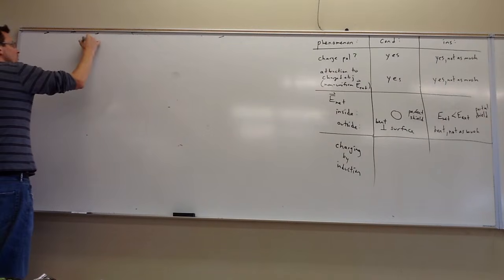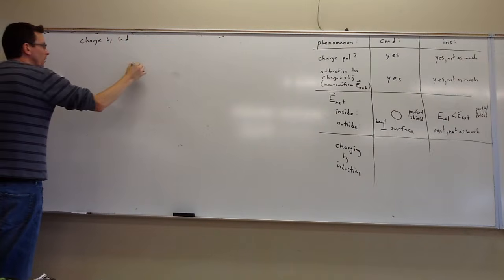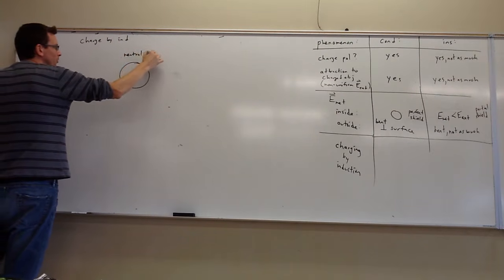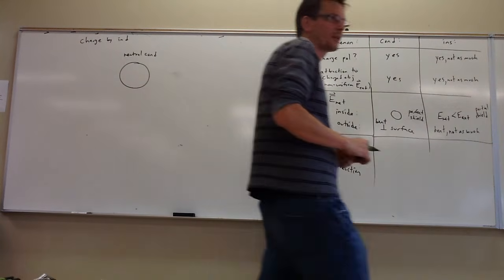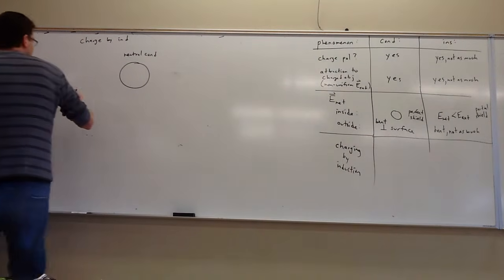Here's how it works. So charging by induction. You have a neutral object. It's actually going to have to be a conductor, and it'll become obvious why. That is the object we seek to have a net charge on, so we want more protons than electrons, or vice versa, overall. Here's how we do it.